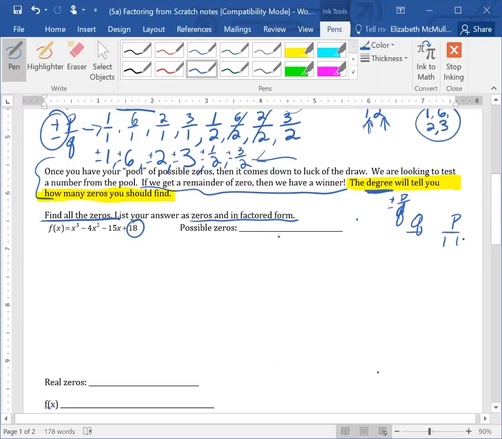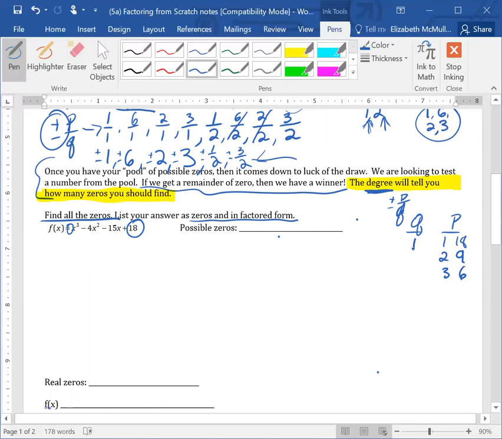There we go. 1 and 18, 2 and 9, 3 and 6, 4 and 5 don't go into it, so we're done there. Okay, Q. Remember, Q is all the factors of our leading coefficient. In this case is 1, so it's 1.